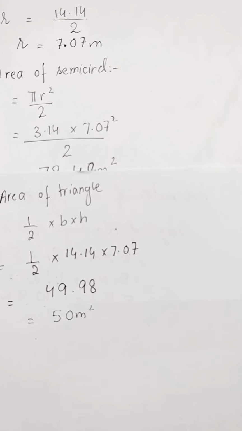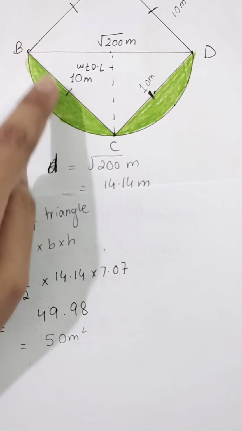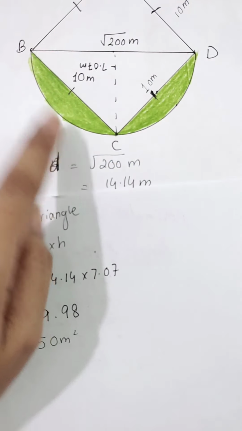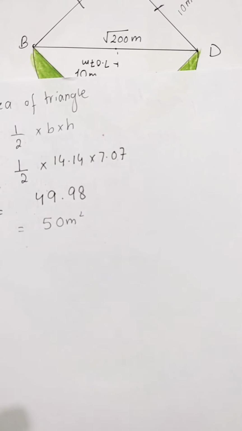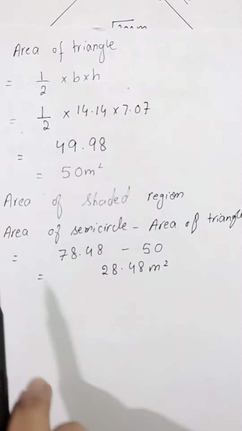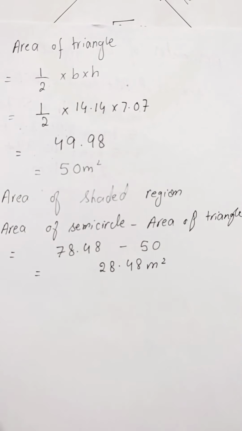So now how can we find the area of the shaded region? Simply subtract the area of the triangle from the semicircle and you will get the shaded region. Look at this. Area of shaded region equals area of semicircle minus area of triangle, and the answer is 28.48. Now we will find the perimeter.